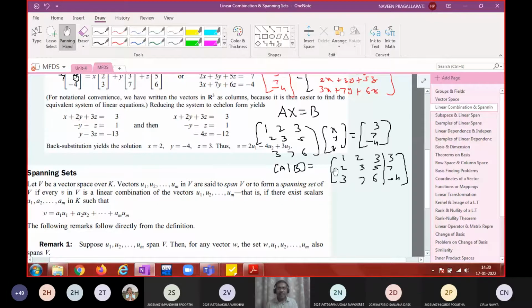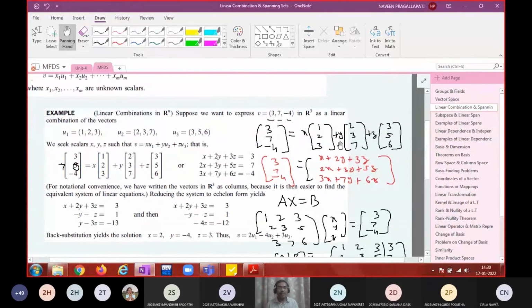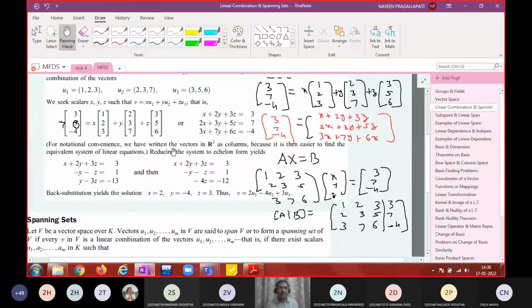You convert this into echelon form. Then identify the rank of the coefficient matrix and the rank of the augmented matrix. If those two ranks are equal, then it is going to have a solution. If a solution exists, then you can start solving the system. Whatever values x, y, z you get, for those values you can express this vector as a linear combination of these vectors. Is it clear?